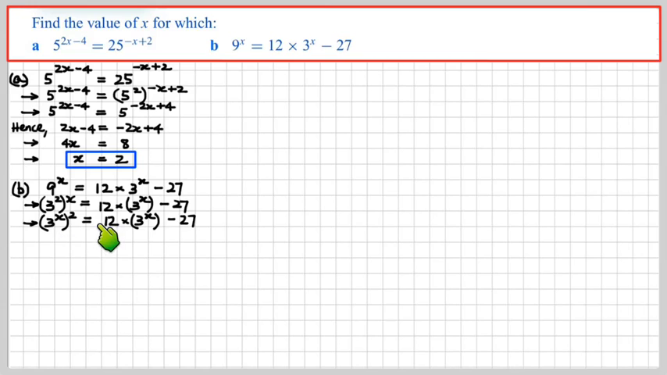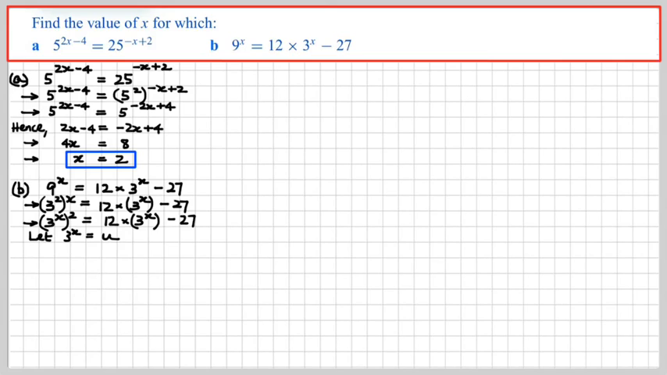Now, I've got 3 to the x in this bracket, 3 to the x in that bracket, so that's looking great. So now, it's really a quadratic. Something squared, like this, only it's 3 to the x squared, equals 12 times 3 to the x minus 27. So to avoid all the confusion of this funny looking beastie in here, we'll just call it a single symbol. That's what I always do, and it just makes it easy.